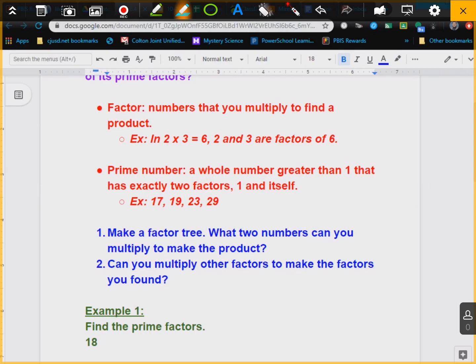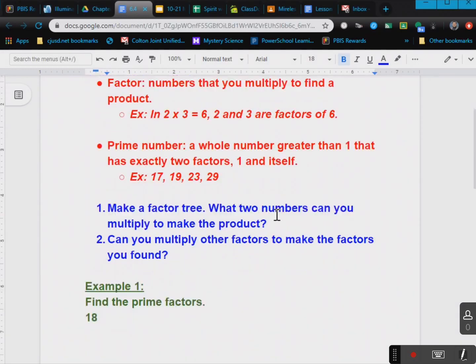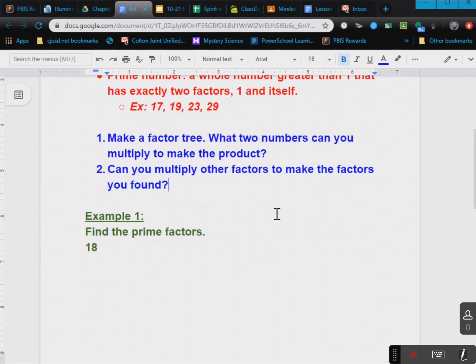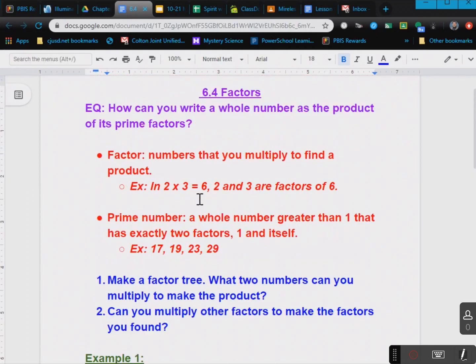Okay, so let's go ahead and look at the steps, which you also need to write down, and then we'll go over the 3 examples. So the first step is make a factor tree, which I'll show you how to do. What 2 numbers can you multiply to make the product? And then this next one is, can you multiply other factors to make the factors you found? So that's when you're making the factor tree, you want to look at the factors that you found and say, oh, can this be broken down anymore? All right, so we're going to go ahead and start, and I think these steps will make sense once you get into it. So go ahead and pause if you need to pause to write this down.